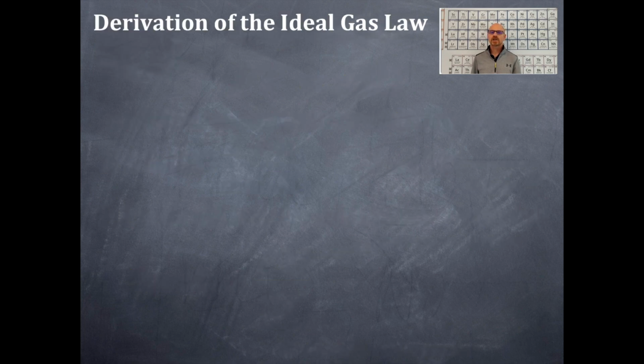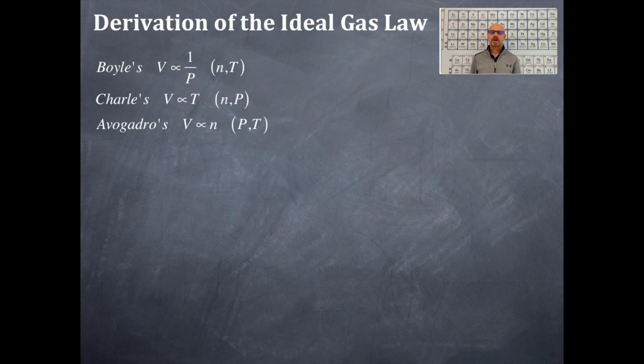So here's a derivation of the ideal gas law. We've already talked about Boyle's, Charles's, and Avogadro's laws. Looking at these laws, volume is proportional to 1 over pressure in Boyle's law, volume is proportional to temperature in Charles's law, and volume is proportional to the amount in Avogadro's law. If we combine these three gas laws and keep the volume on the left-hand side, with 1 over pressure, temperature, and n on the right, then we get the following. You should see that it is highly correlated to Boyle's, Charles's, and Avogadro's laws.